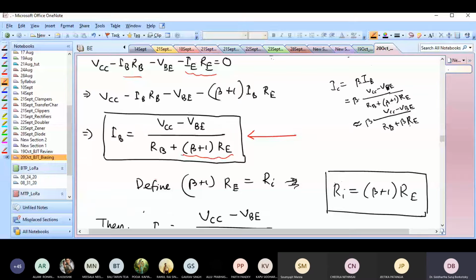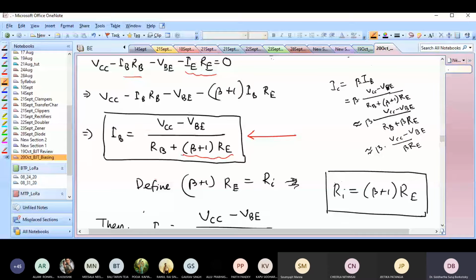Now, the other thing is, this beta RE term is rather large. Why? Because beta is large, and RE, let's say, is also large, 1 kilo ohm. So if beta is 200 and RE is 1 kilo ohm, I have 200 kilo ohms. In comparison with that, RB is small. So what we could say is that RB plus beta RE is approximately beta RE. So I can write it as beta (VCC - VBE) by beta RE.